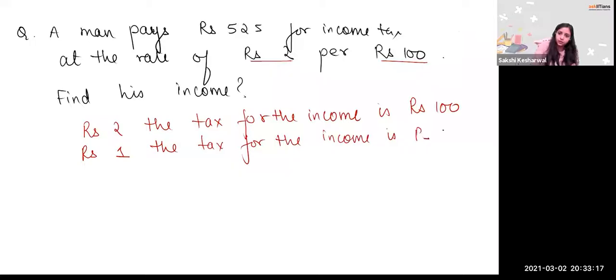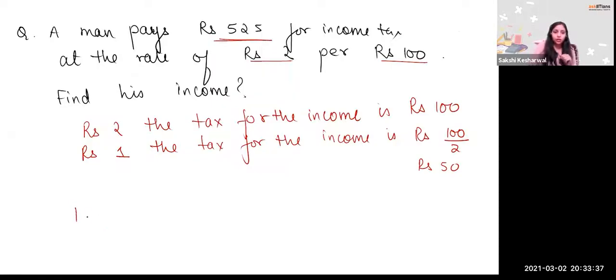So what I'll be finding out: for rupees 1, the tax for the income is rupees how much? Rupees 2 by 100, which equals rupees 1 by 50. So for every 50 rupees, you're giving 1 rupee. As you earn 50 rupees, you're giving 1 rupee to the government, right? So how much tax have you paid?